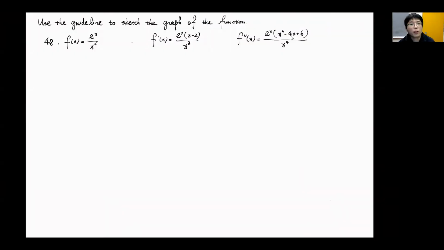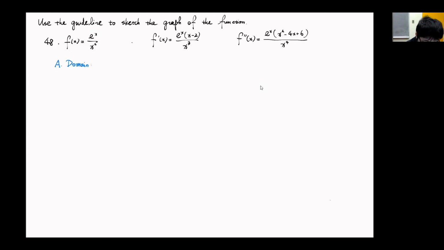Now let's look at problem 48. The function we are supposed to draw is e to the x divided by x squared, and we are already given the derivative over here. So now let's actually start from scratch on each of the topics. Okay, so what should we start with? Well, the first thing we should start with is the domain.